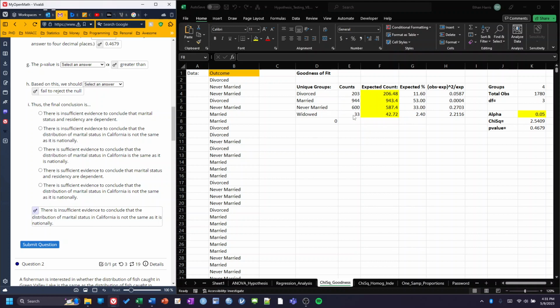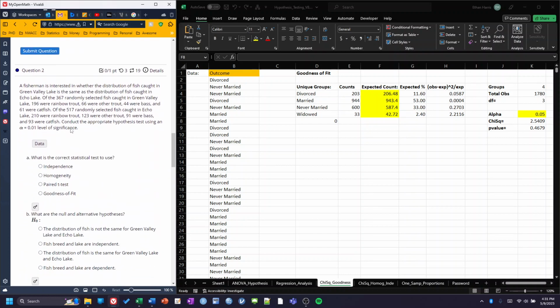And if we look at this just like a layperson might if they didn't have any stats knowledge, they just look at these numbers and think, yeah, they look pretty close. A little bit of differences, but not crazy, not enough to say that California isn't following the national average or the national trends.